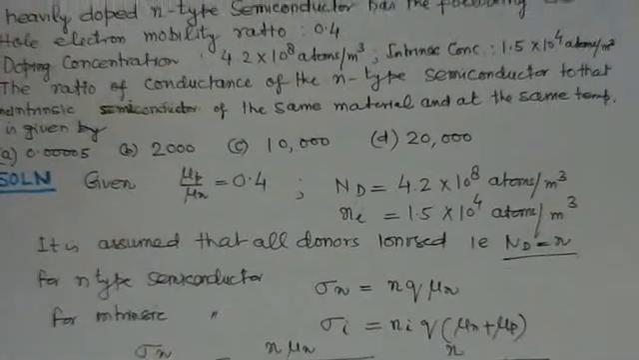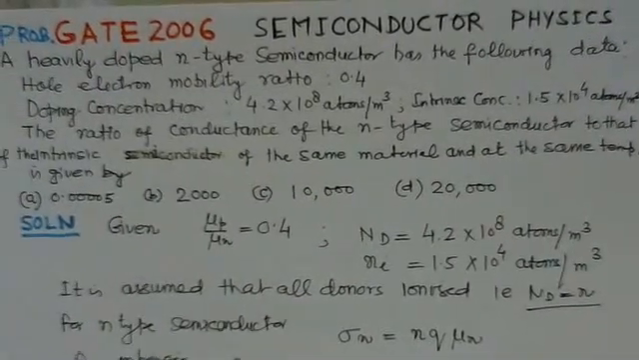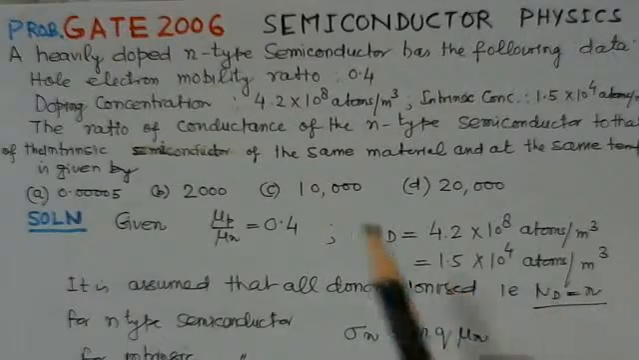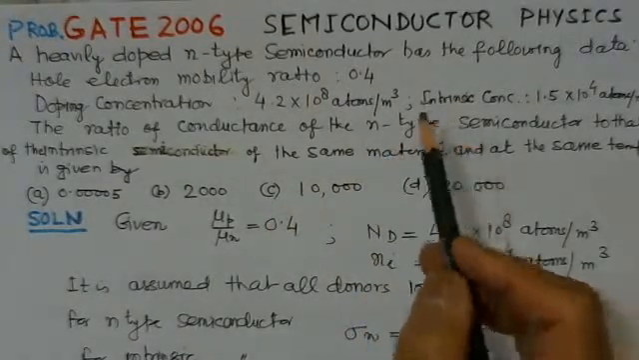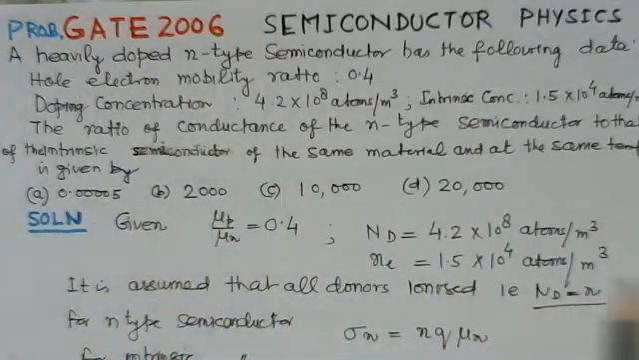Now we'll take up the other problem. This is also related to the area of drift of the carriers. It's a little complex problem, and we'll just read out the problem first and then we'll solve it.